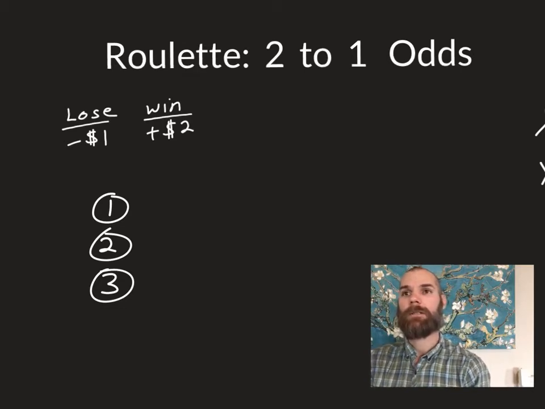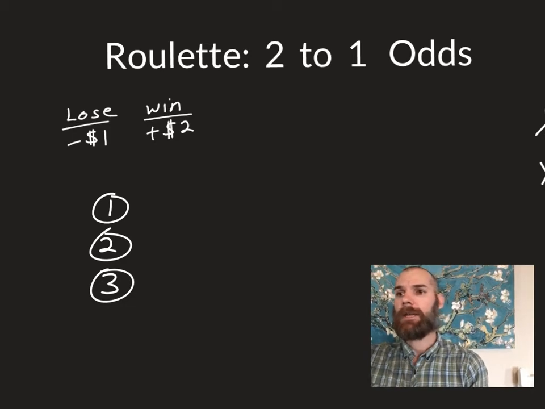I was getting some questions on one of the homework problems that had to do with roulette and playing when you had a 2-to-1 payout, if you're betting on 2-to-1 odds. So it can be a little bit confusing. Let's go ahead and think about it.